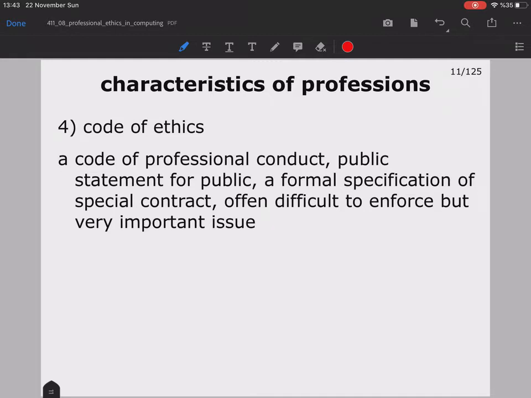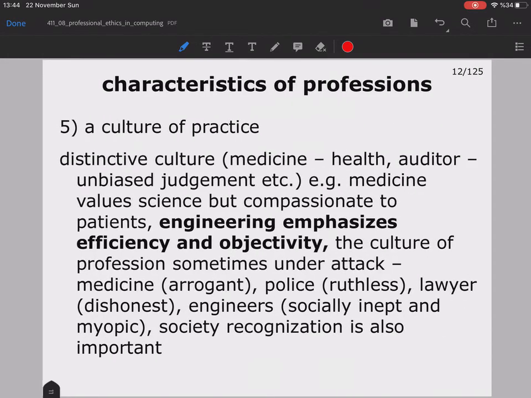Often it is difficult to enforce, but a very important issue. For example, Hippocrates' oath of medical practitioners, or the code of ethics of ACM, whatever. We have it to a degree, for example.